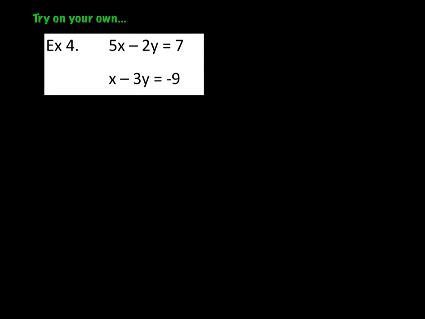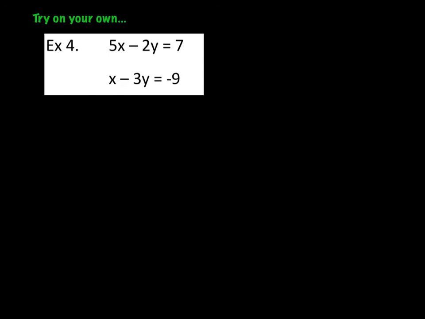Okay, lastly, we have one last question that we would like, as it says here, for you to try on your own. So I want you to copy that example down, 5x minus 2y equals 7, and x minus 3y equals negative 9. I want you to look back at the 3 examples that we have, decide which of the examples this is most like, and then go ahead and proceed to go through the steps and solve this system.